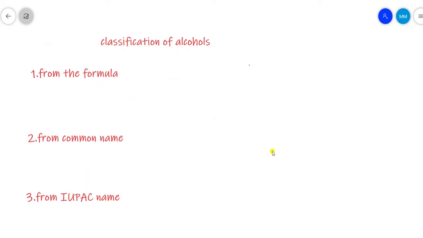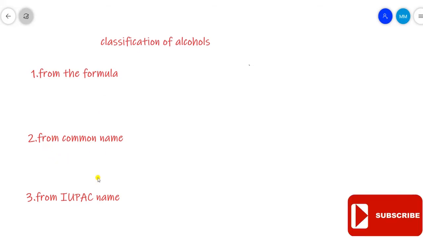Classification of alcohols from the formula. When the formula is given, how can we classify? Using the common name and the IUPAC name, you can also classify the alcohols. I am going to tell the easy way.